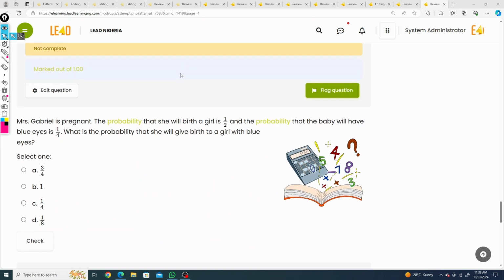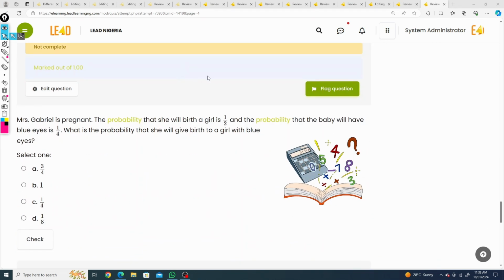So let's take on 49. 49 says that Mrs. Gabriel is pregnant. The probability that she will birth a girl is half. Probability that the baby will have blue eyes is a quarter. What's the probability that she will give birth to a girl with blue eyes?